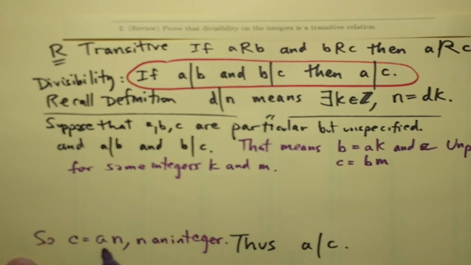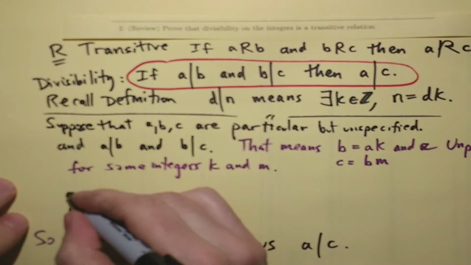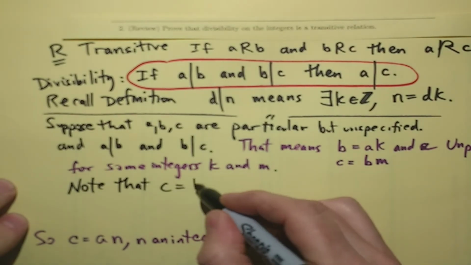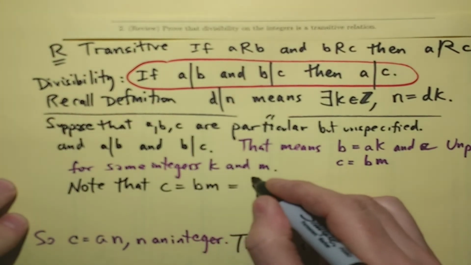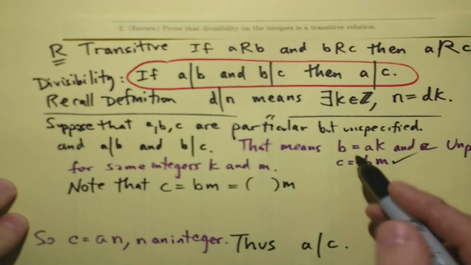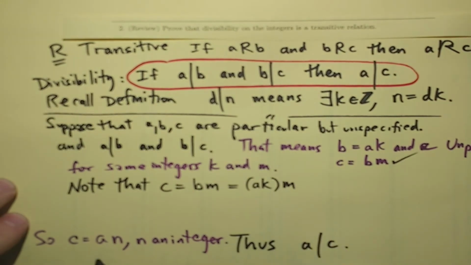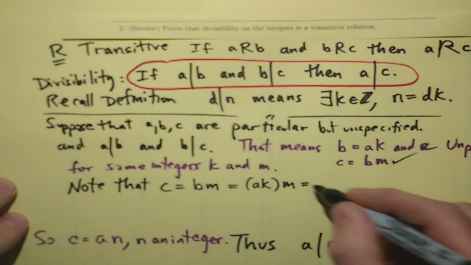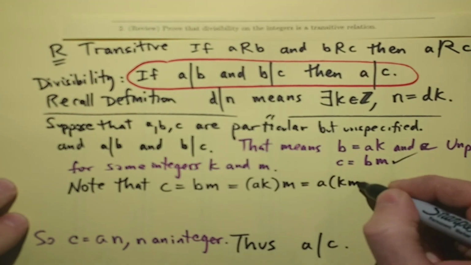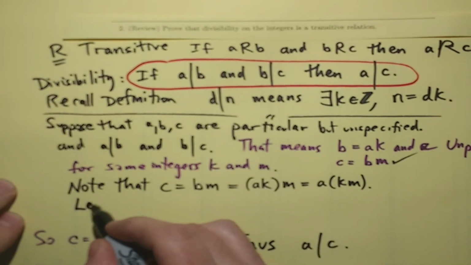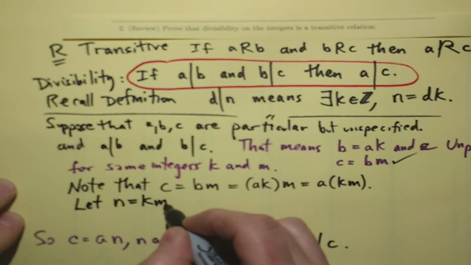So we need to prove this given this, and let's do that. Once we've unpacked it, it's really not hard. Note that C is B times M, and B is A times K. So C is A times K times M, and here's what we're looking for, A times N. So we can just use associativity. We should probably mention that, and then let N be K times M.